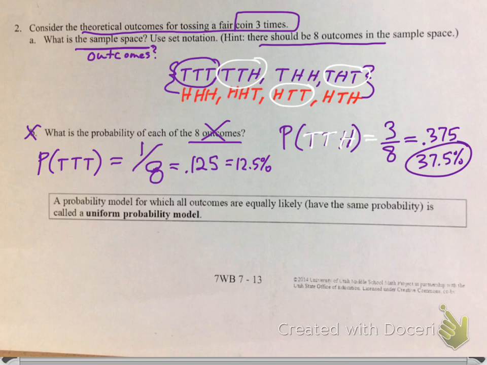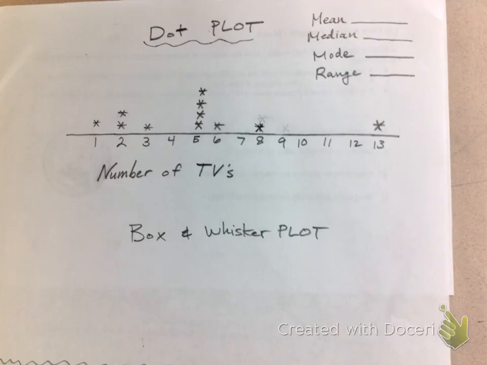So, that's just a little bit of idea about sample space. Let's move on to dot plots, and mean, median, mode, range. You've been doing this since you were little people. So mean is the average. Median is the middle. Mode is the most occurring, occurs the most. Range is the big minus the small.